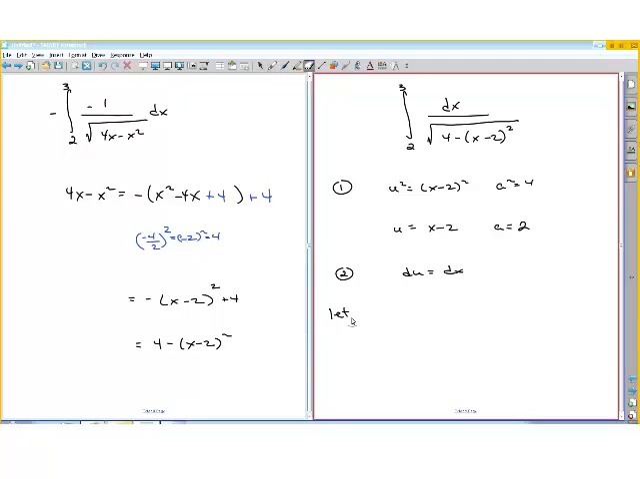We're going to redefine the limits again, so they're not the same as last time. So when we let x equal 2, u is equal to 2 minus 2, which is 0. And when we let x equal the upper limit, which is 3, u is equal to 3 minus 2, which is 1.